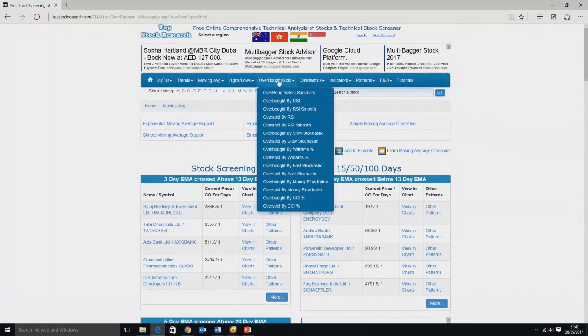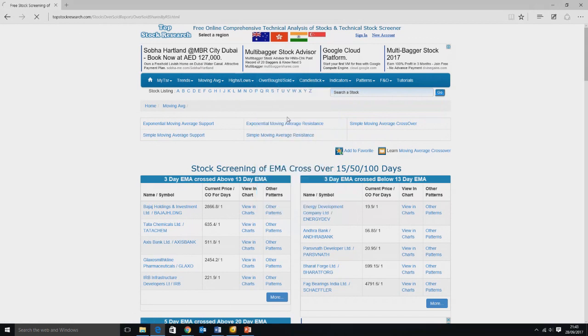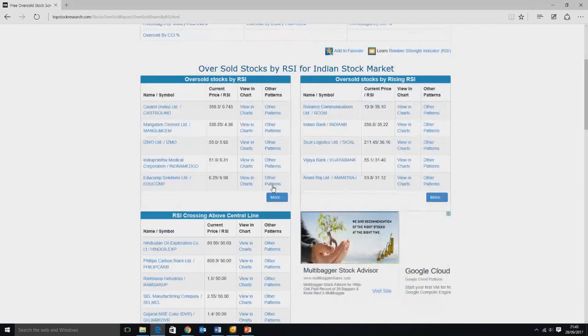You can also see here this overbought and oversold. Like here you have overbought by RSI, oversold by RSI, overbought by stochastic, oversold by slow stochastic, oversold by Williams %R. So these are the things you can also have a look at, like say oversold by RSI if I click here. And here it gives me a lot of companies like Castrol India, it's oversold. So let me check.